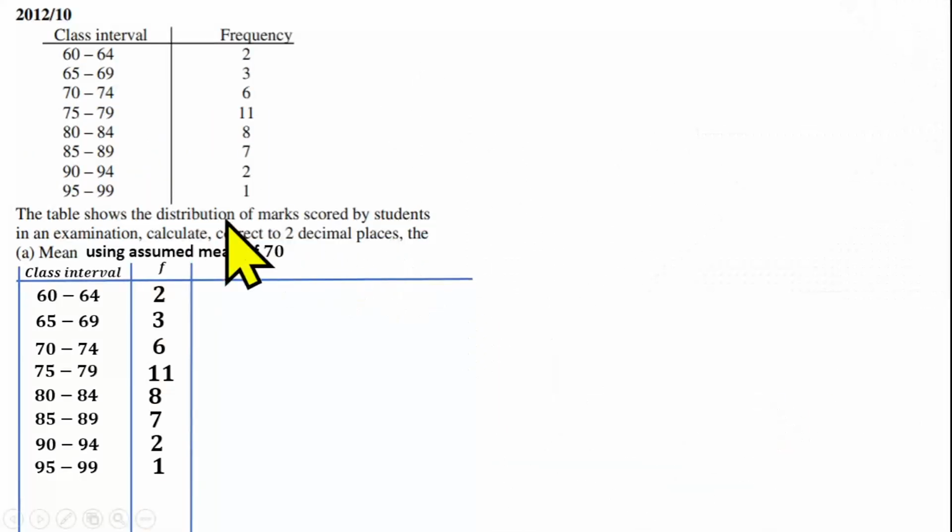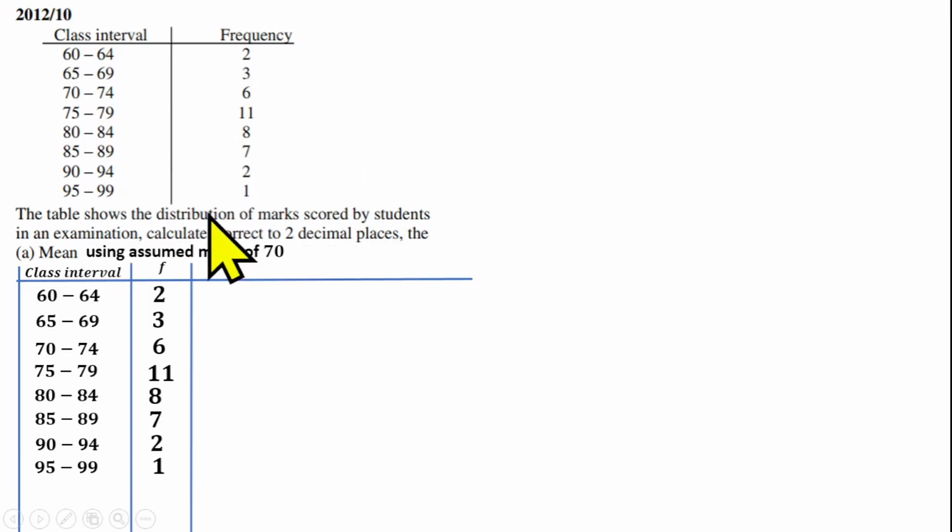Let's solve one more question. This is a question that we have solved before. We have solved this question, if you remember, 2012 question number 10, and we did not use an assumed mean, they did not ask us to use an assumed mean. If you look at the video that we have, we have solved this kind of question.